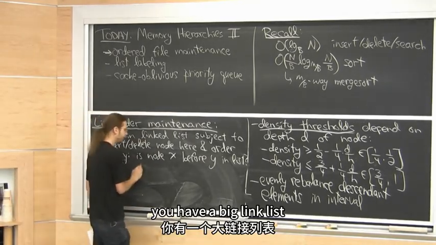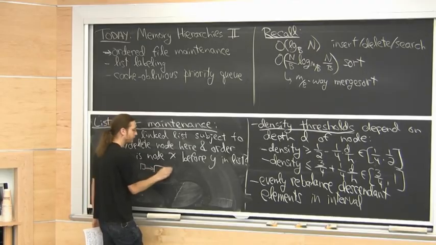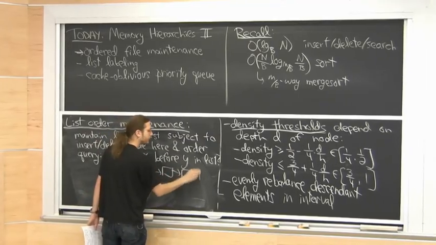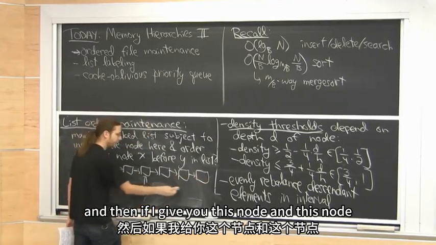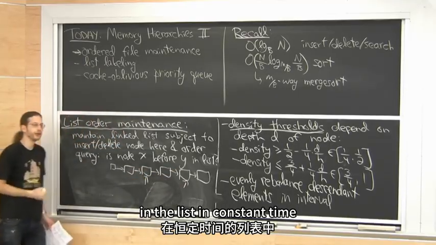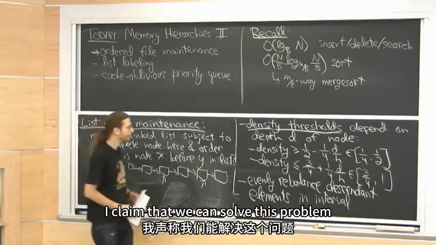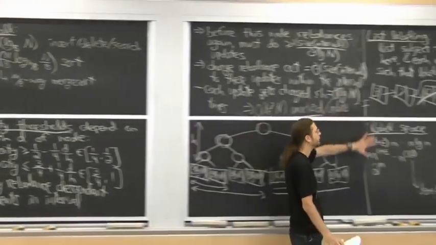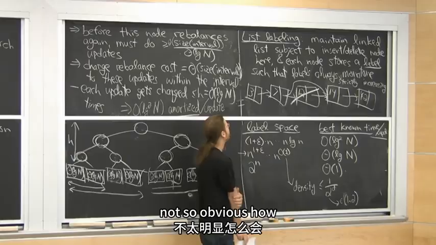So you have a big linked list. And then if I give you this node and this node, I want to know that this node is before that node in the list in constant time. I claim that we can solve this problem given our solutions to list labeling. Not so obvious how.